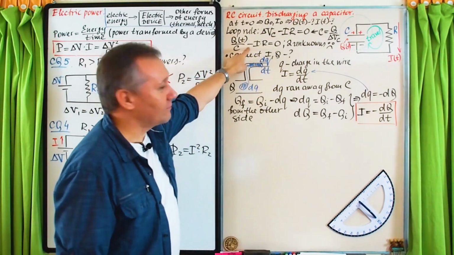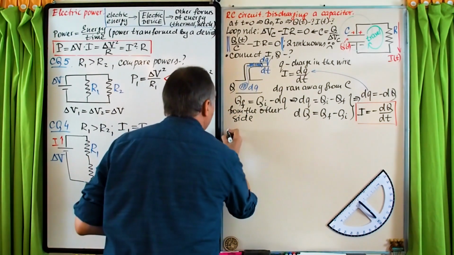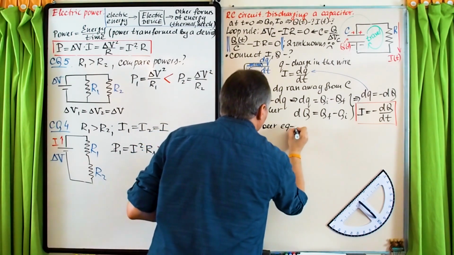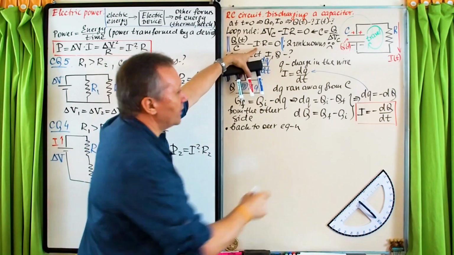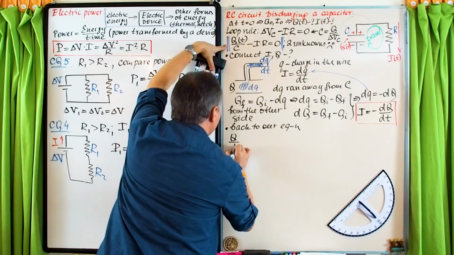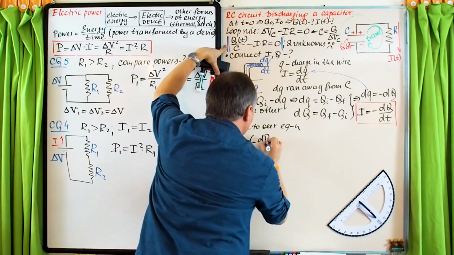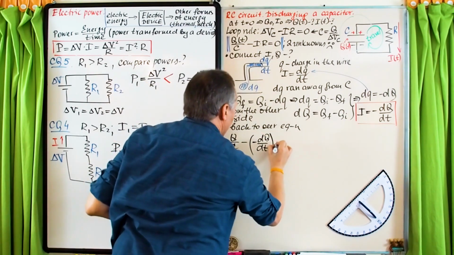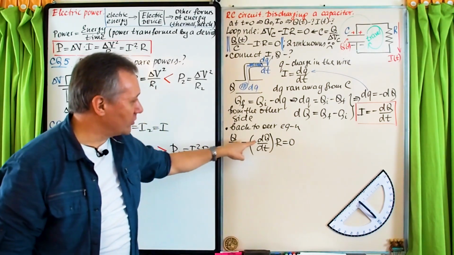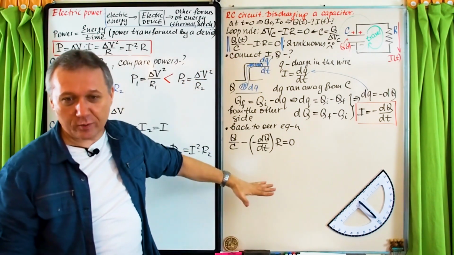Okay, so now back to our equation. Let me frame it. I will put a small bullet and go back to this equation. But again, instead of current, I can use minus dq over dt. So I'm just rewriting q over c minus dq over dt times r equals 0. Now we have only one unknown, the charge in the capacitor. That's what we wanted. Again, that was the trouble with this equation: two unknowns. Now it's just one unknown.